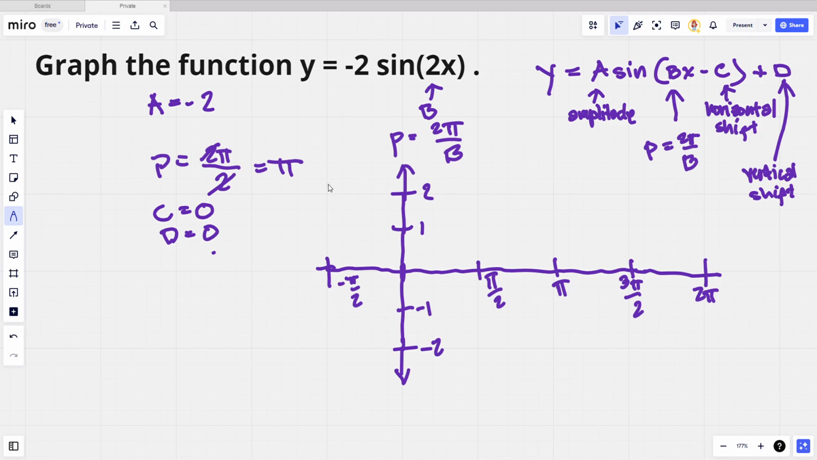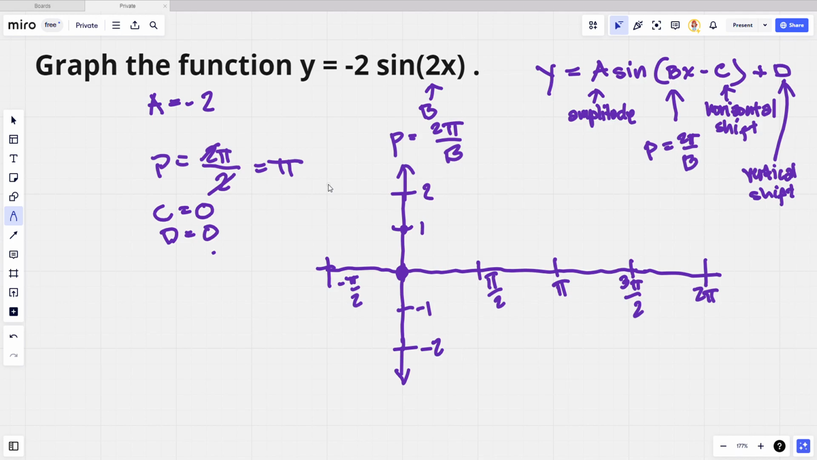And so, plotting the points. The first thing that we need to plot is always the horizontal shift and the vertical shift, because they indicate where we will start. The horizontal shift is just 0, so we start here at 0. And our vertical shift is also 0, so we're just going to stay here. We're not going to go up to 1 or down to -1. We stay at this point where y is 0 and x is 0.